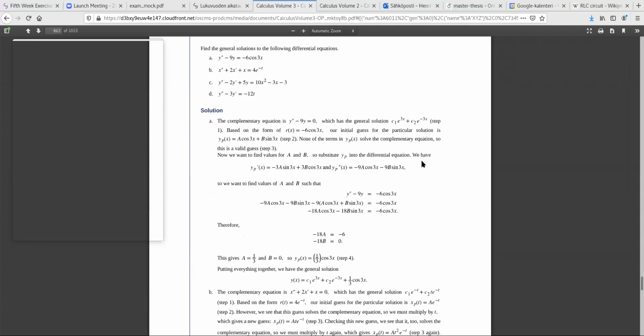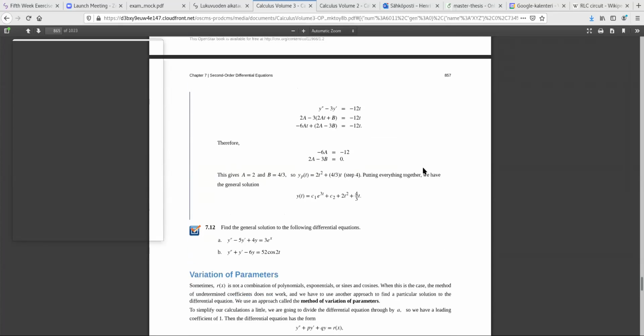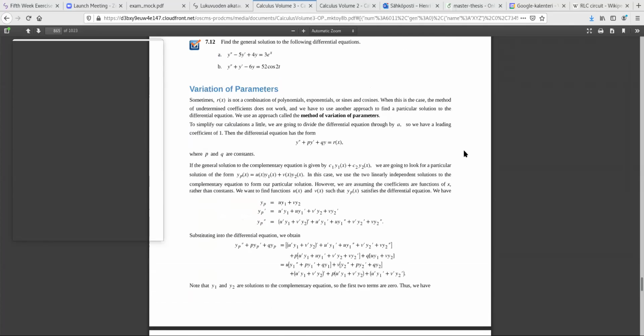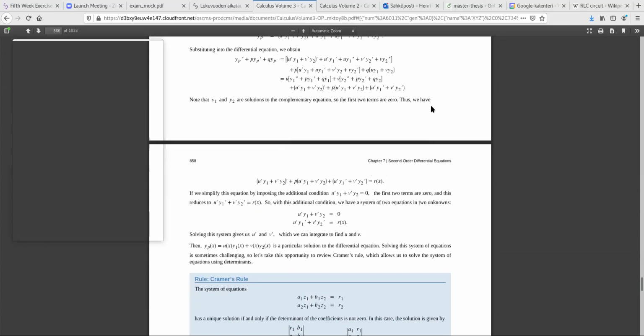So here are some of these non-homogeneous equations. There is also something called the variation of parameters. I'm not going to go into this variation of parameters. This applies when your right-hand side has more complicated functions like logarithms or something like this. Undetermined coefficients doesn't really work on those kinds of functions.